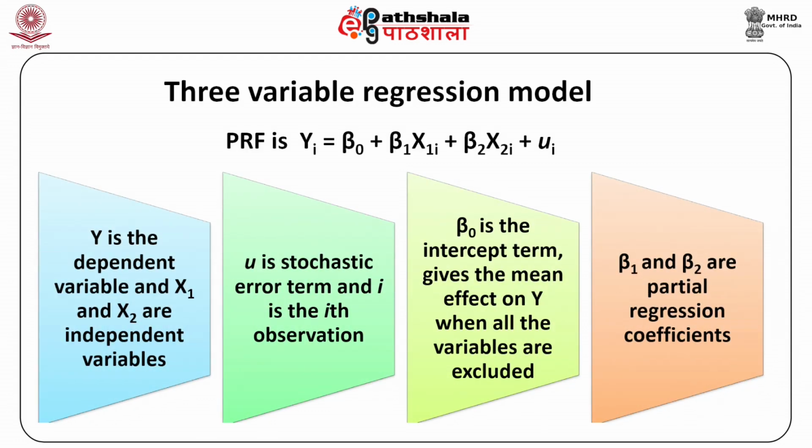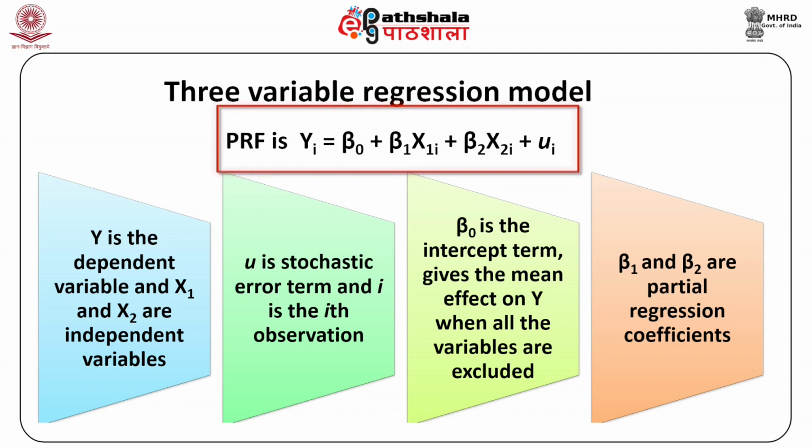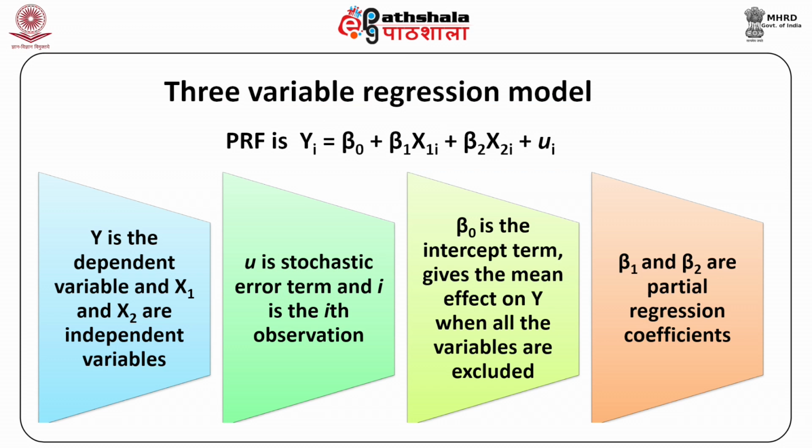Three variable regression model. The three variable PRF is yi is equal to beta 0 plus beta 1 x1i plus beta 2 x2i plus mu i, where y is the dependent variable, x1 and x2 are independent variables, mu is the stochastic error term, and i is the ith observation. Beta 0 is the intercept term, which gives the mean effect on y when all the variables are excluded. Beta 1 and beta 2 are partial regression coefficients.